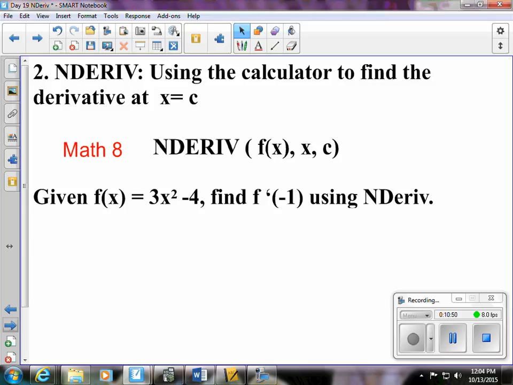Remember we had to get the slope of the tangent, and we just got the derivative, and we plugged in -1? Well, your calculator will not tell you that the derivative is 6x, but it will tell you what the derivative is at a particular value. And you do that with math 8, numeric derivative. You're going to put in the function. That's going to be your 3x squared minus 4, comma x, comma -1. So let me just get with you here.